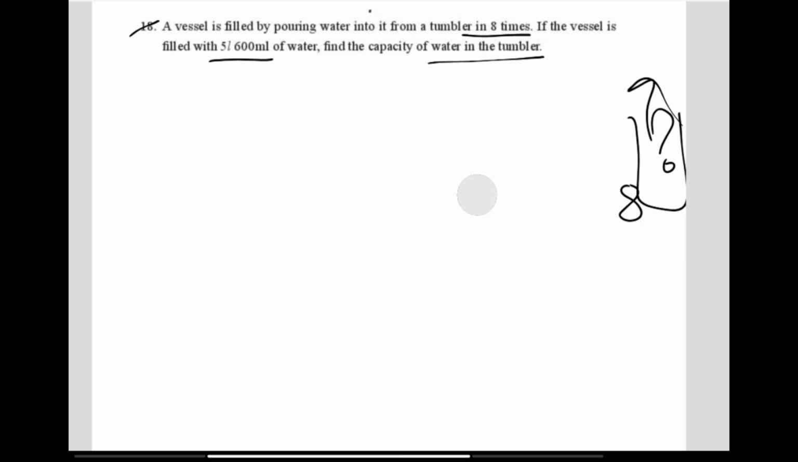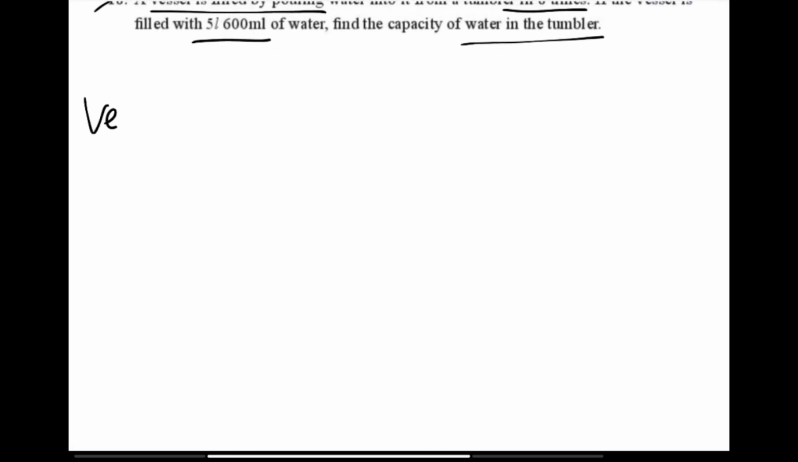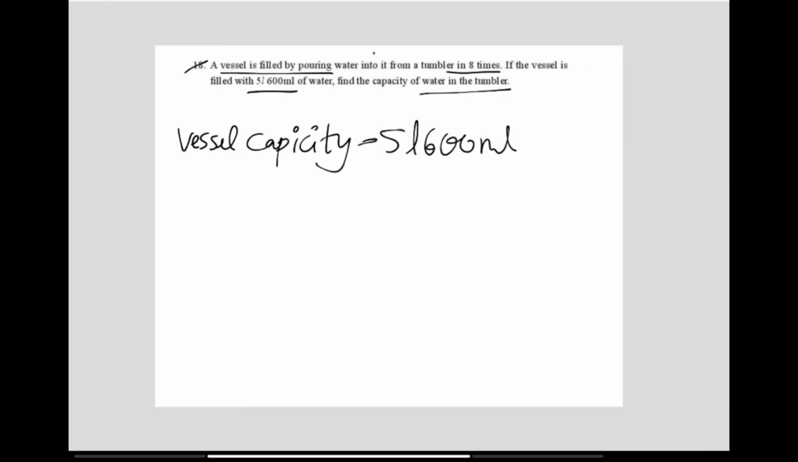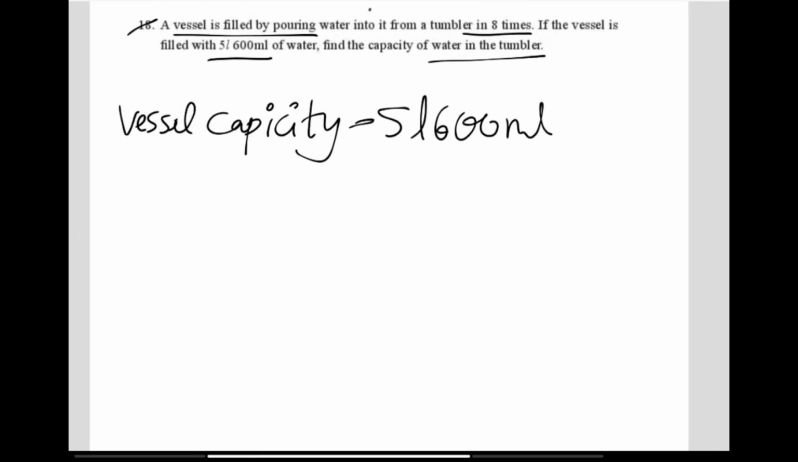Okay, let's do it here. First, we have to write the statements as you know, because it's a word problem. So first we'll write the vessel capacity. So here we'll write vessel capacity. What is the vessel capacity here? How much is it? It is 5 liter 600 ml, right? Okay. So now this one we have to convert into ml. We have to convert this total into ml. So it will become what?